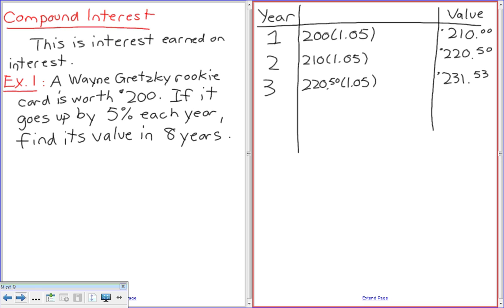Now, my problem as a mathematician is I don't like tables, to be perfectly honest. I want to get right to number 8 very, very quickly. Let's use our exponent rules if we can. What's another way I could have done 210 times 1.05? Is there a better way I could have done that? You don't have to erase, okay? But is there a better way I could have done 210 times 1.05?